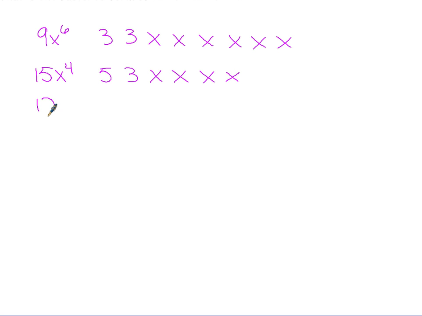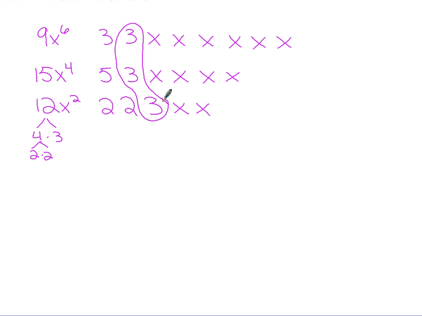And last but not least, 12x squared. So I'm thinking in my head, I'm going 4 times 3. Nothing I can do with the 3, but I could do 2 times 2 here. So it looks like the factored form would be 2, 2, and 3, and then 2 x's. All right, so let's see what the biggest number is they have in common. It looks like all they have in common is this 3 here. So we know we're going to have a 3. And it looks like the most number of x's we can pull out would be 2, this one, and this one. 2 x's, so x squared.